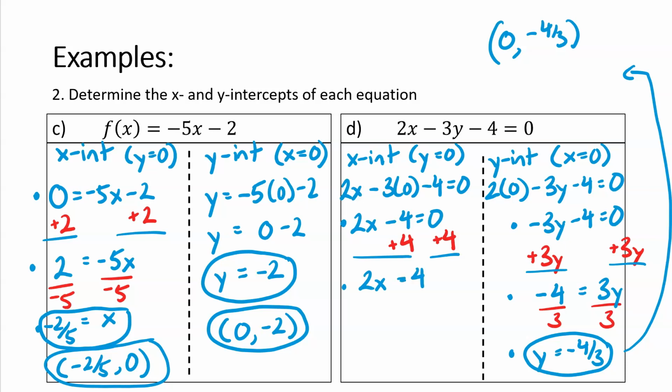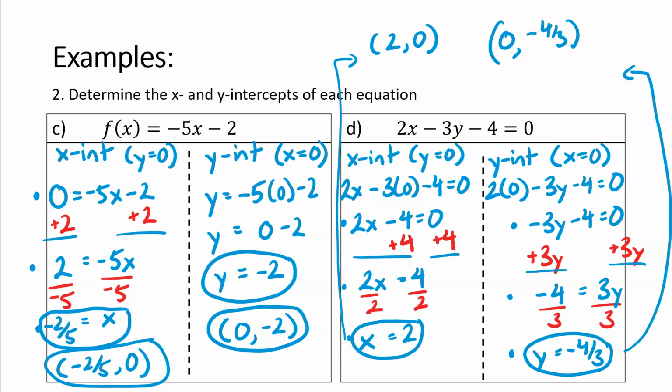At this point, we can divide both sides by 2. And we'll have 2 divided by 2 is 1 times x equals 4 divided by 2, which is 2. So our x-intercept is 2. As an ordered pair, that would be (2, 0), with a y value of 0.